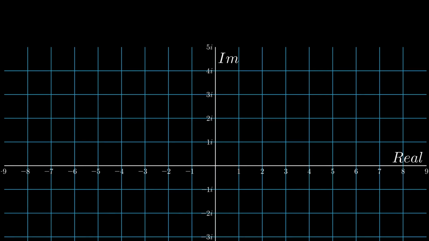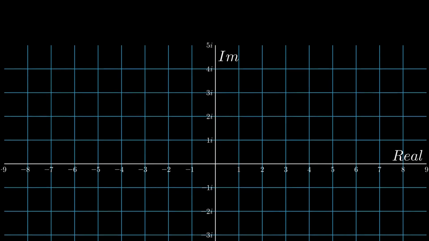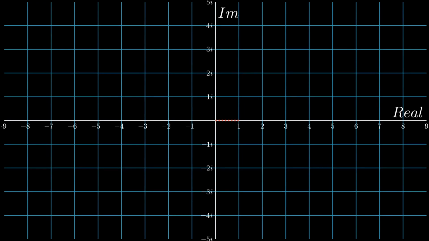All complex numbers can be written in the form a plus bi, where a and b are both real numbers. So we can put any complex number on this graph by going along the real axis to a and up the imaginary axis to bi. So if we go right to 1 and up to i, we get the number 1 plus i. And similarly, if we go -3 to the left and 4i up, we get the number -3 plus 4i.